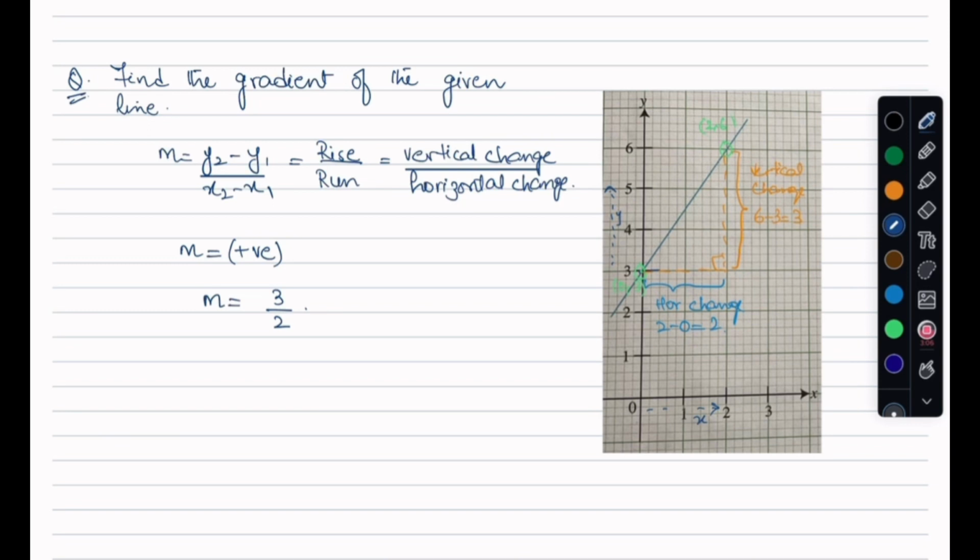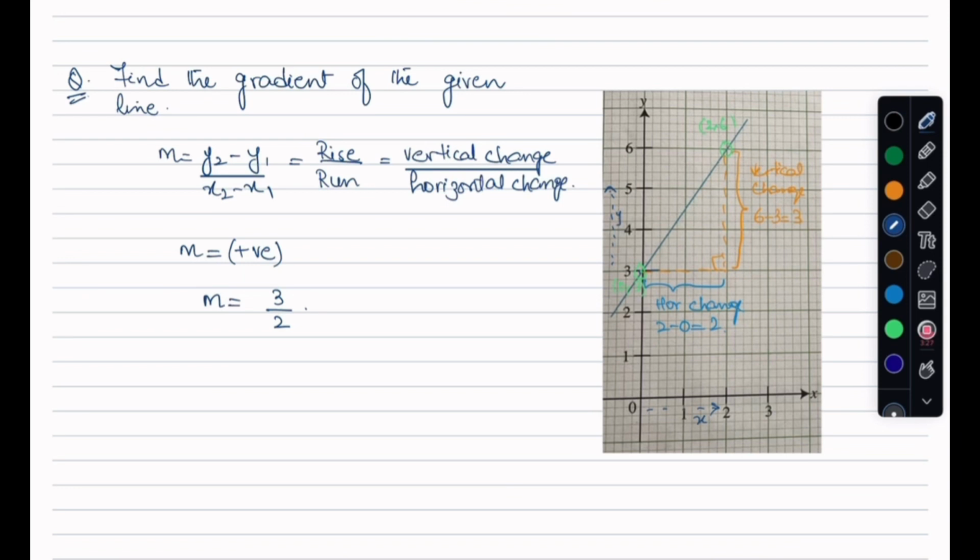So this is how easy it becomes when we are given a line. Just by looking at the shape of the line, whether it is sloping up or sloping down or horizontal or vertical, we can decide the sign of the gradient, and after that we can get the vertical change and horizontal change, and we have the ratio for the gradient value.